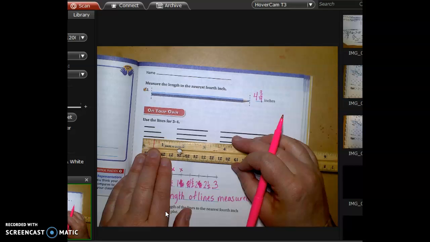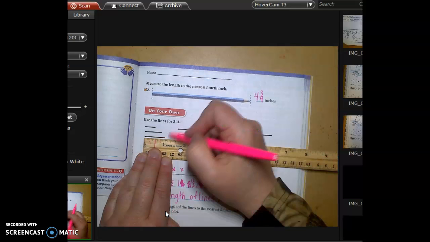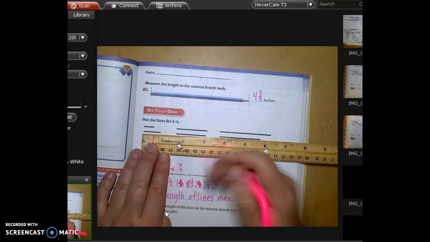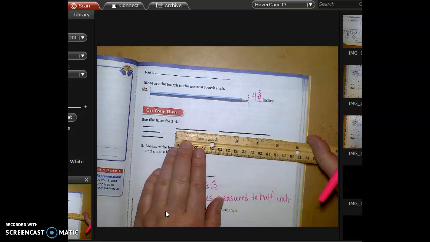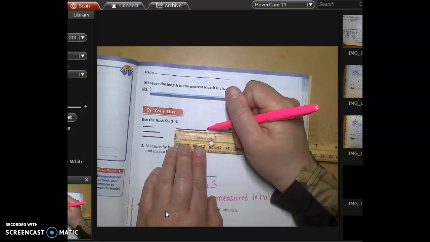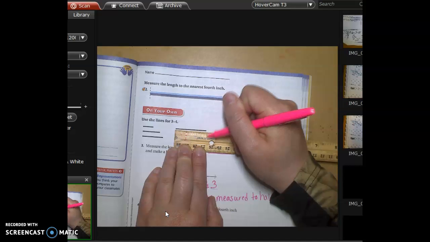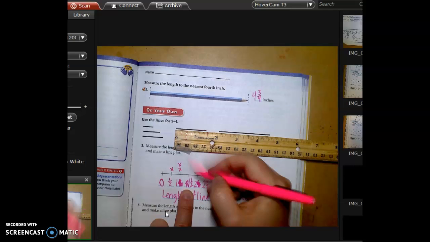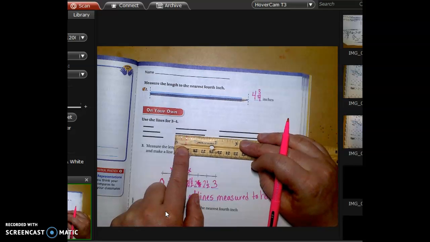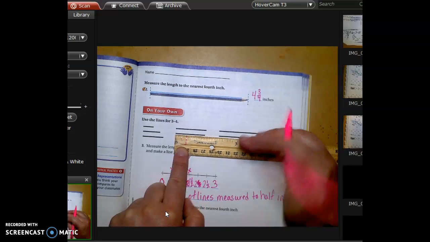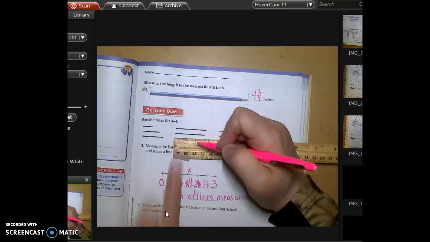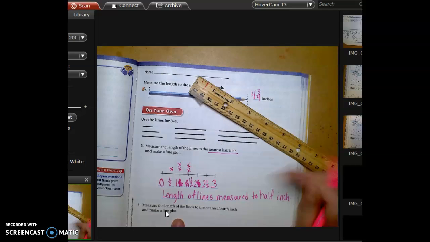Next one down. How do I measure that? Ooh, that's almost perfectly right at the 1. So that goes on the 1. Next line. Goes past the 1, and it's right about at the 1/2. So 1 1/2. I get to put an X there. Next one. Ooh, that line is just about the same. It's not quite to the 1 1/2, but it's definitely closer there than to the 1. So I'm going to put another X.